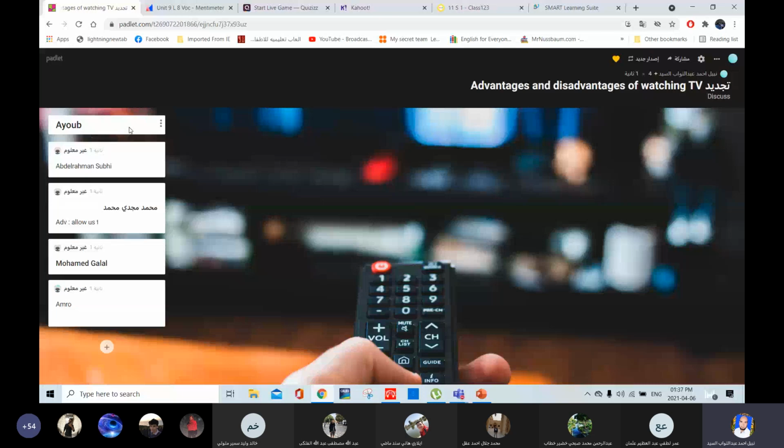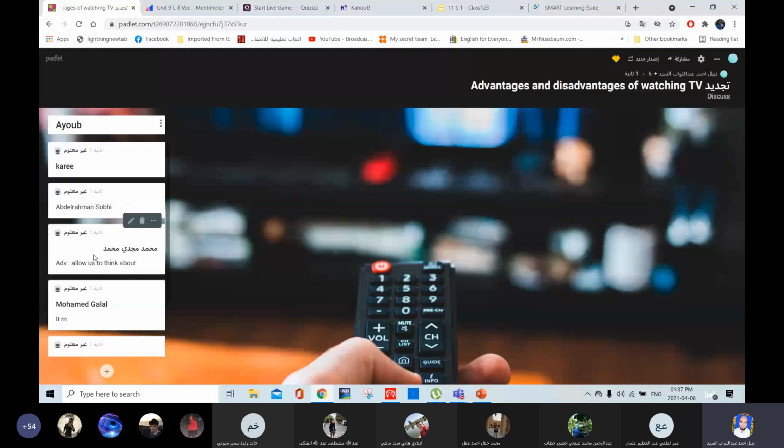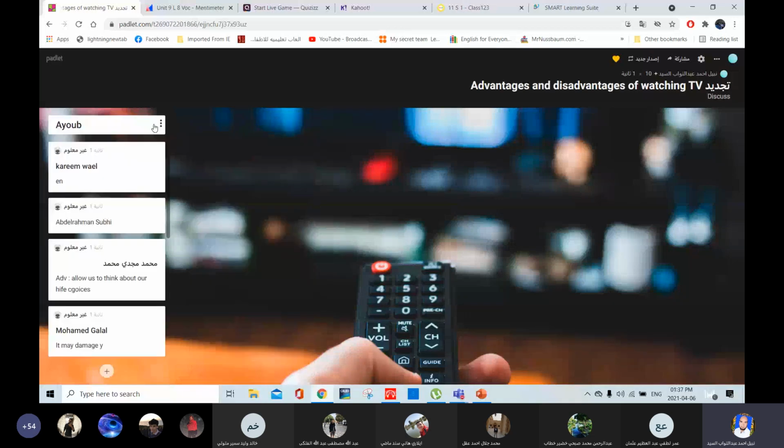Good, Muhammad Majdi. Abdurrahman Subhi has written his name. And here, Muhammad Jalal is going to write, it may. Good, excellent. Ayub, did you write anything? Yes, I'm writing now. Good. Here, Muhammad Jalal: it may damage your eyes. Very good, Ayub, Muhammad Jalal. Muhammad Majdi: it allows us to think about our life choices. Good.